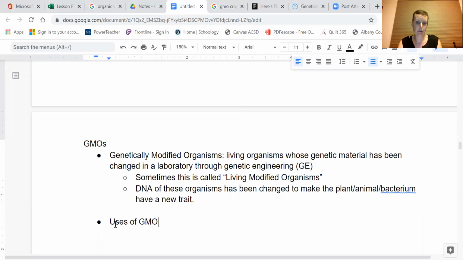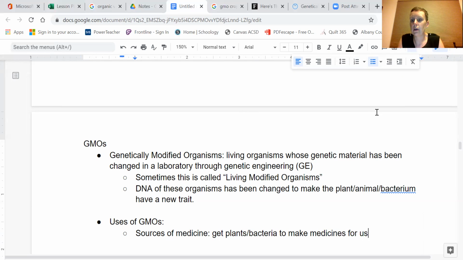Uses of GMOs. Okay, sources of medicine. That is a major one. So we can get plants or bacteria to make medicines for us.